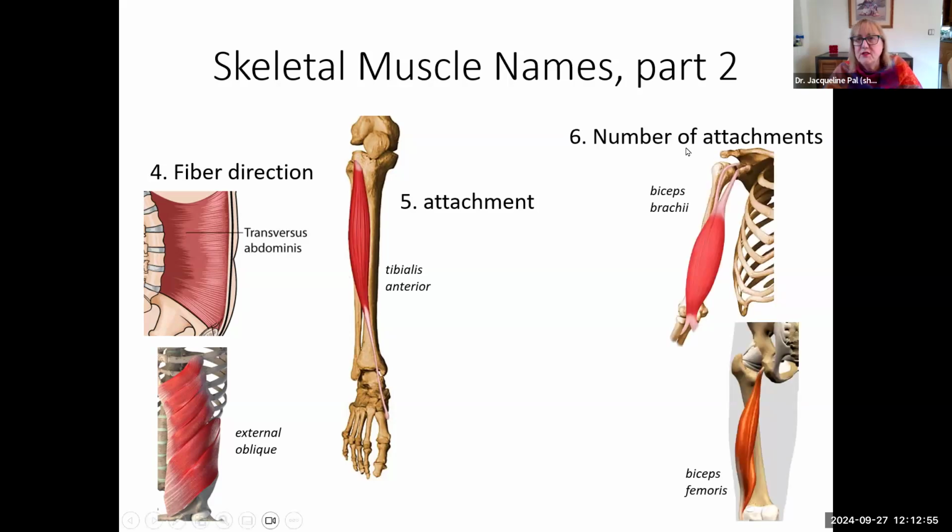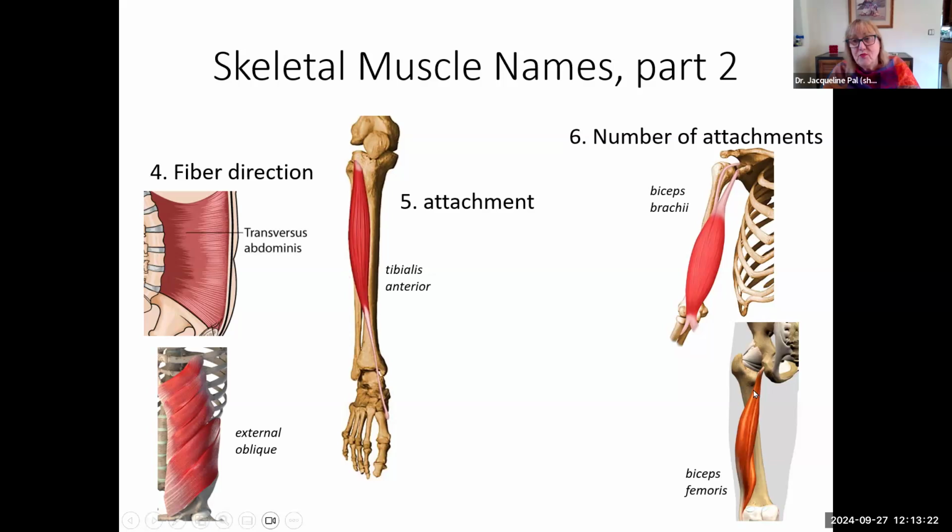Another example has to do with the number of attachments. So you know the biceps and the triceps in your arm. However, we actually have 2 biceps. In other words, we have 2 muscles that have 2 attachments. The one up here in your arm is called the biceps brachii, because brachium is the Latin word for arm. So we have a biceps brachii and the triceps brachii.